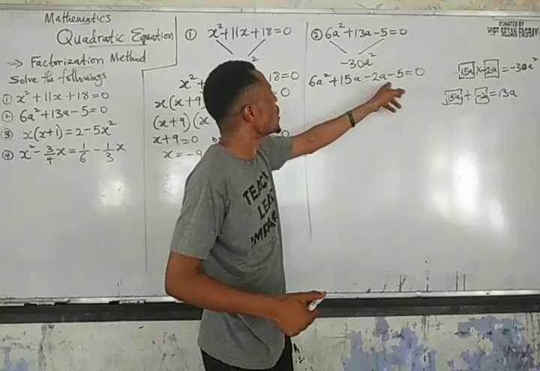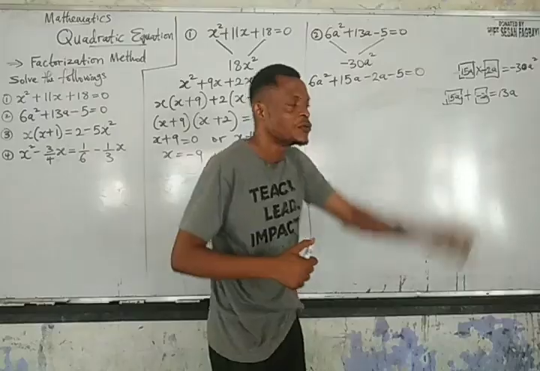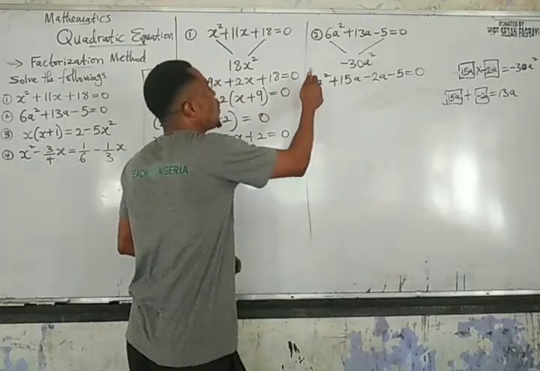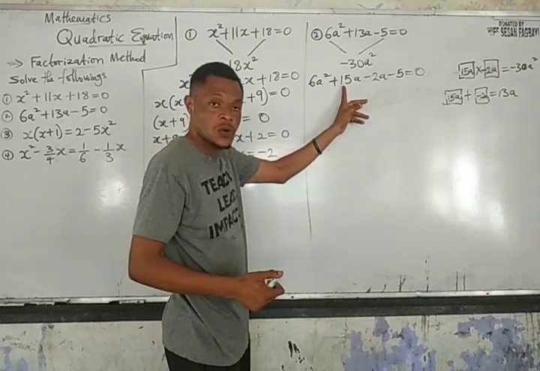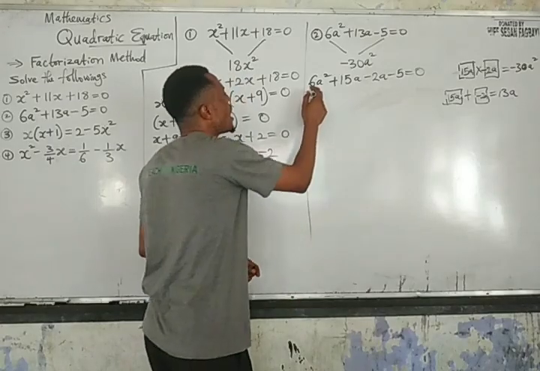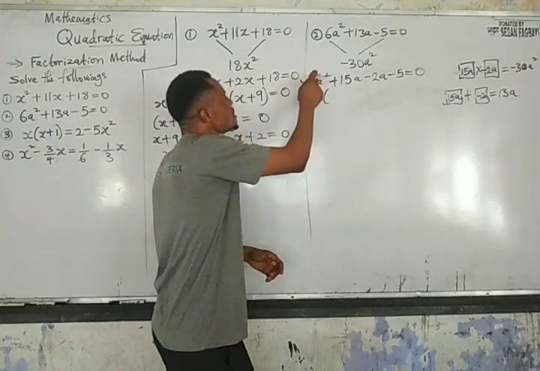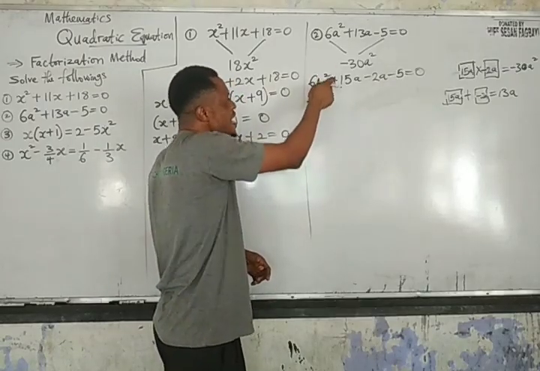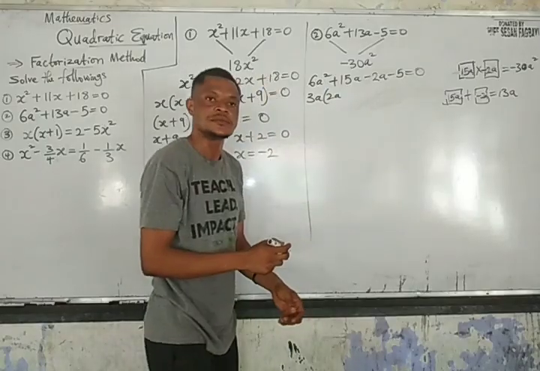15a minus 2a will still give us 13a. So we have to be very careful while identifying our factors. What is common here and common here? 3 goes here, 3 also goes here. We have A here, we also have A here. So we have 3A as the common factor. So 6 divided by 3, we have 2. A squared divided by A, we cancel one of the As, so we are left with 2A.